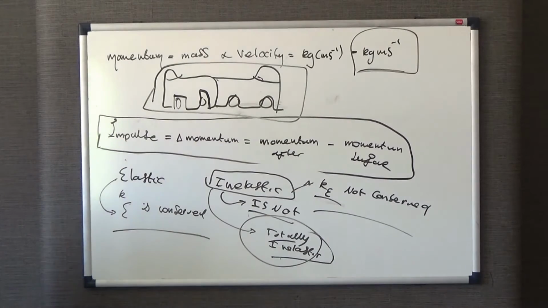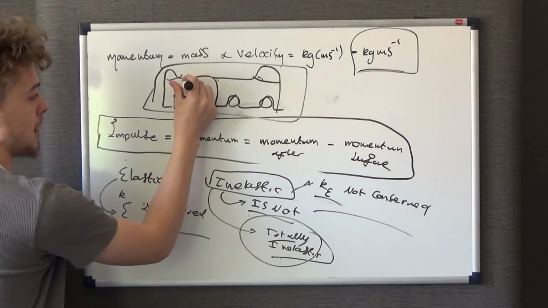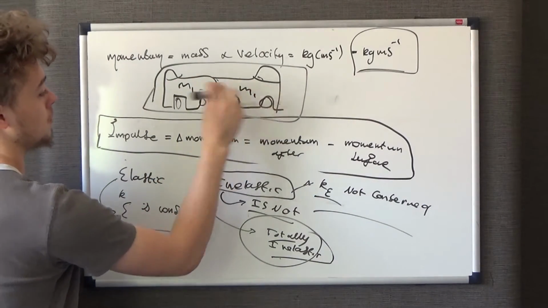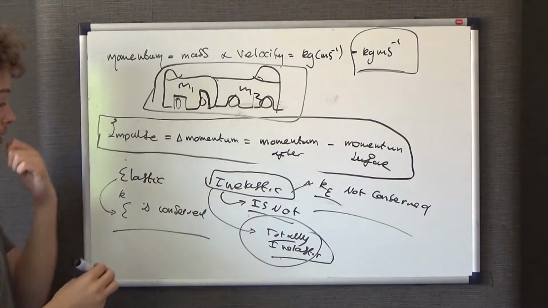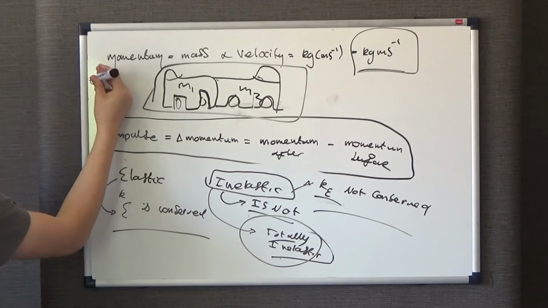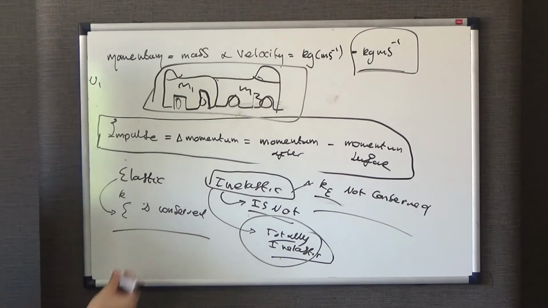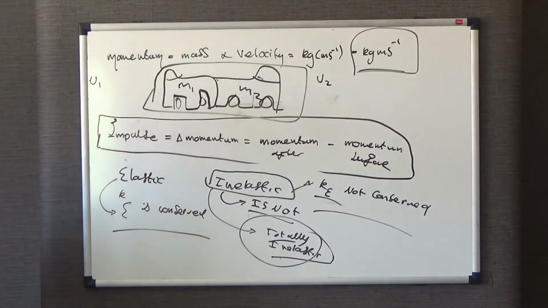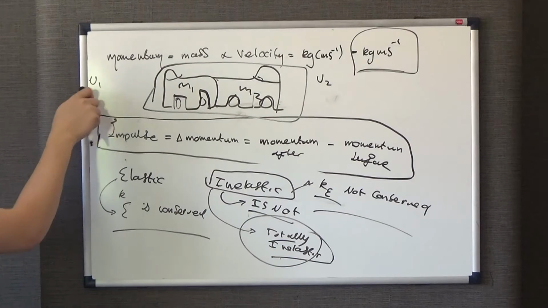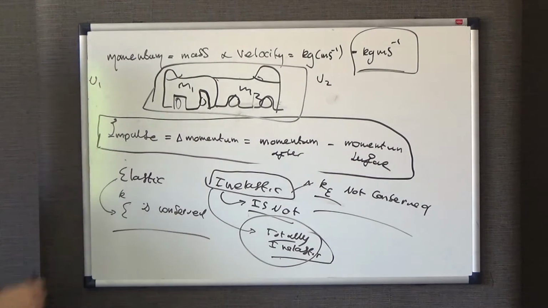Say this is mass 1, and this mass 2. Initially, mass 1 has a given velocity u1. Mass m2 has its own initial velocity, which we'll call u2. Not the same, just a letter. It just represents a number, just like x does. So they're moving at two different velocities.